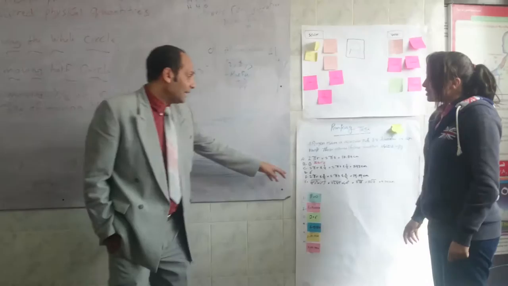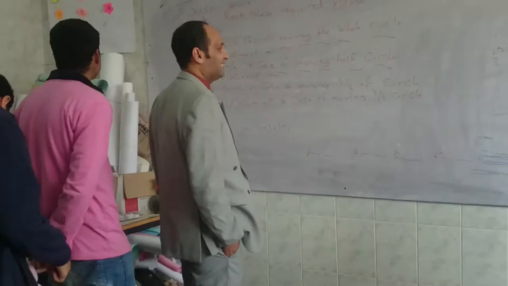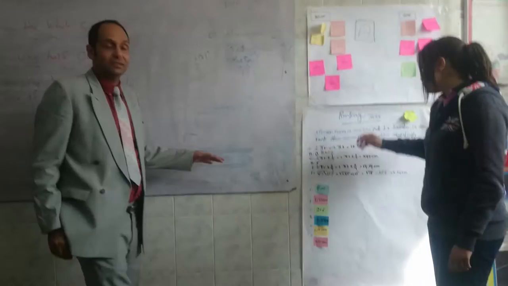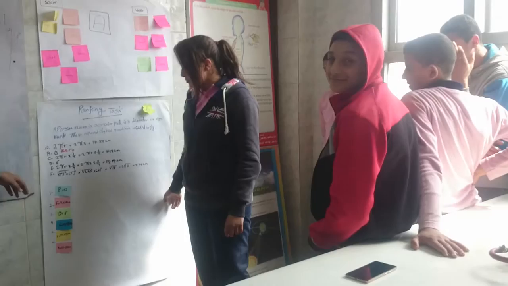So number E. Letter E. The distance in case of moving 3/4 of the circle. So it means circumference times 3/4. Very good. So the total result is 14.14 centimeters. Letter F?